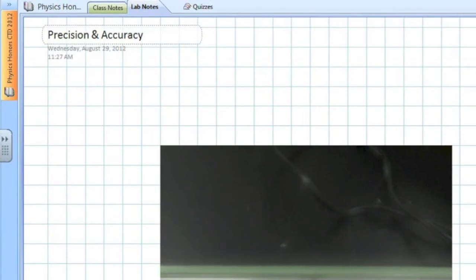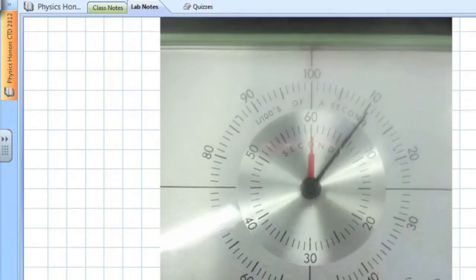Welcome back. So in this video we're going to be talking a little bit about how to take data, and this may be a little bit of review for you, which is fine, or there might be some new things that you pick up. So I want to start with a picture of our stop clock from the lab and talk a little bit about how to take data and how to estimate uncertainties and precision and accuracy. And it's not the most exciting topic, but it's very important.